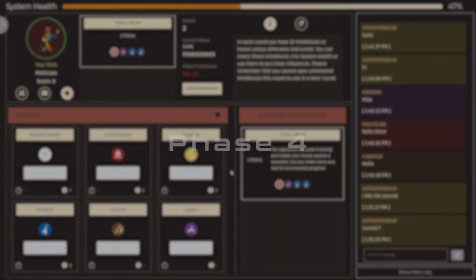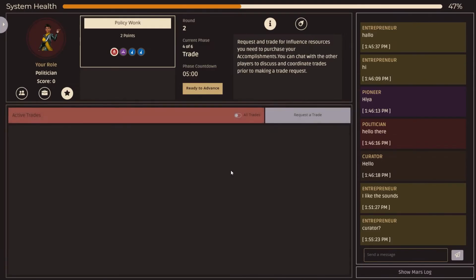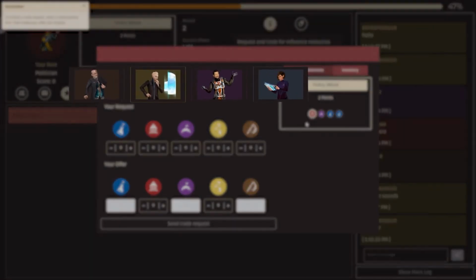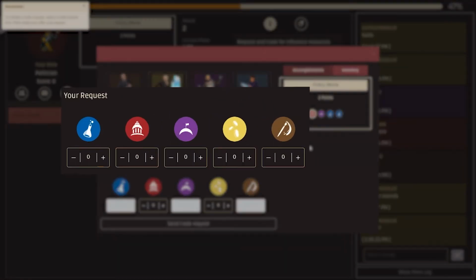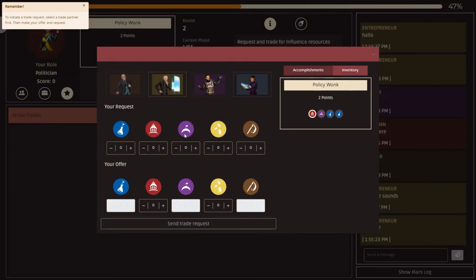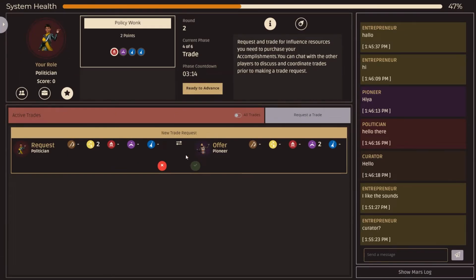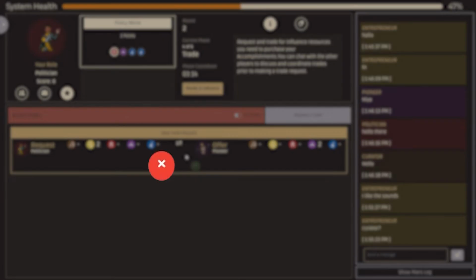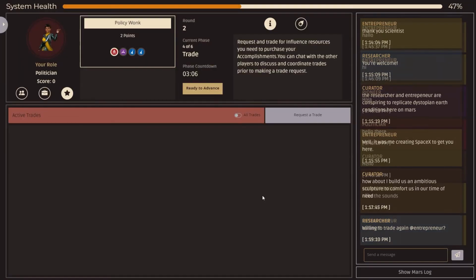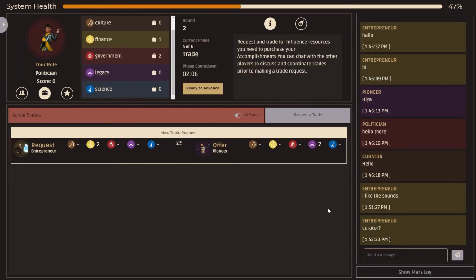Phase 4, Trade. In this phase, you may trade influence with other players. To initiate a trade, click Request Trade. Select who you wish to trade with, what influence you want from them, and what you will offer in return. When a trade is offered to you, choose to accept or reject it. Use the chat to plan trades with other players. Once you've finished trading, click Ready to Advance.